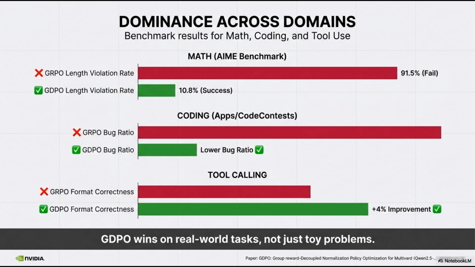Domain 2, coding, Apps and Code Contests benchmarks. Look at the bug ratio. GRPO, that long red bar, produces significantly more bugs in its generated code. GDPO, that shorter green bar, lower bug ratio. Cleaner code, fewer errors, more reliable outputs.